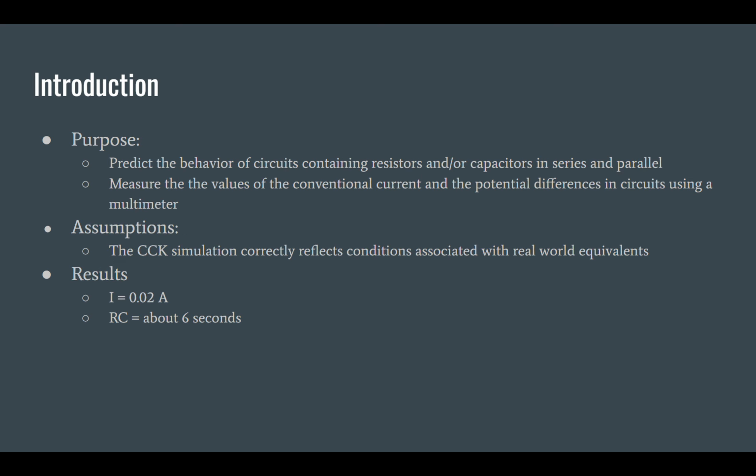To begin, the purpose of this experiment was to predict the behavior of circuits containing resistors and/or capacitors in series and parallel circuits. The purpose is also to measure the values of the conventional current and the potential differences in circuits using a multimeter. In this experiment, we're assuming that the CCK simulation used correctly reflects conditions associated with its real-world equivalents. We found that the value of I for this experiment was 0.02, and that the value of RC was about 6 seconds. Theoretically, exactly 6 seconds, but our experimental data was right around that.